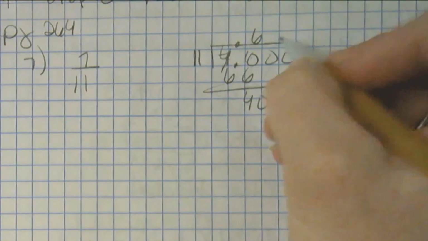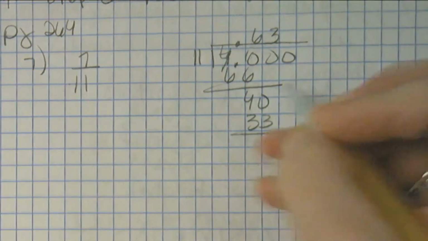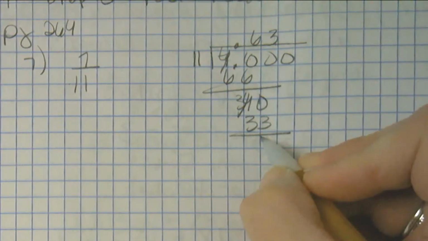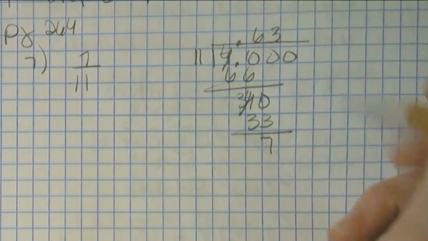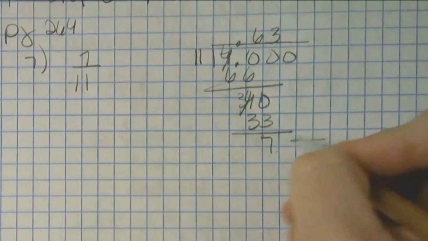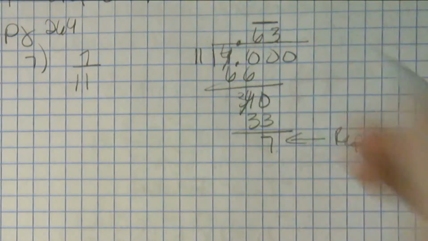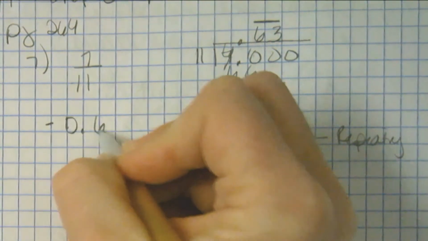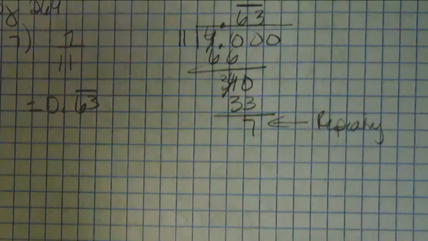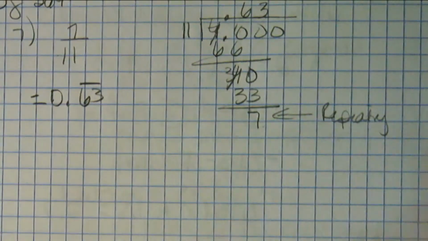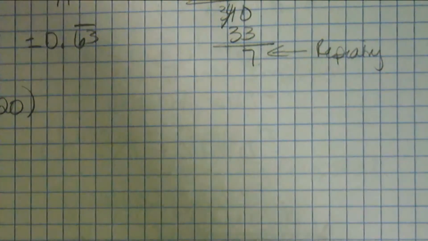11 divides into 40 3 times. That's 33. I'm going to do that subtraction, and I end up with a 7. And I can already see that I'm going to start having this repeating. All right, so because this now is repeating, that becomes 0.63 repeated. Does that help you? Awesome. Okay. The next one you guys asked me for was 20. Who asked me for 20?